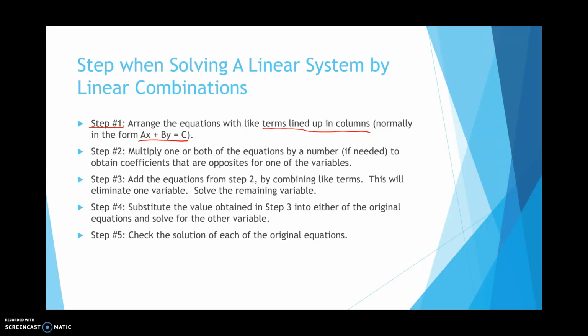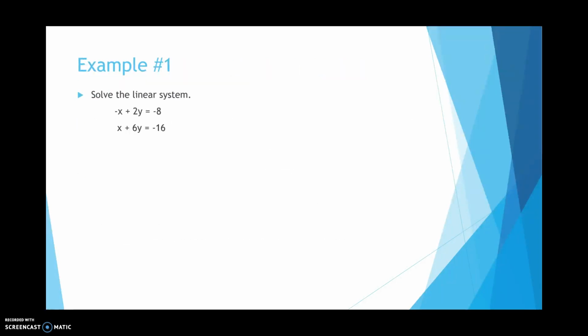one of the variables. Step 3, you're going to add the equations from step 2 by combining like terms. This is going to eliminate one of the variables, and then you're going to solve for the remaining variable. Step 4, substitute the value attained in step 3 into either of the original equations to solve for the other variable. And then step 5, you're just going to check your work by plugging your solution into the original equations. So let's work on solving systems of equations using combinations.